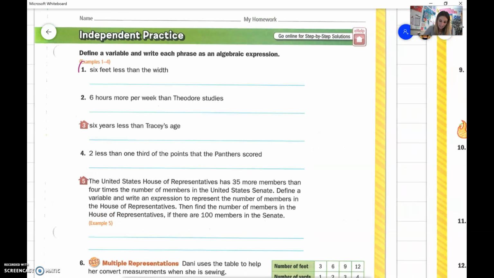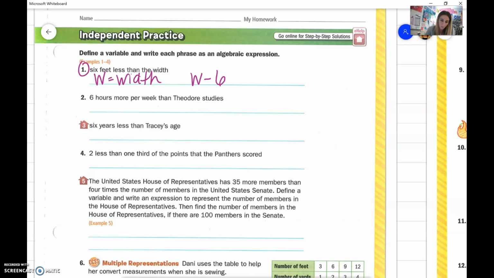All right, 6 feet less than the width. So do we know the width? No, so that's going to be my variable. That's the width. We define my variable. 6 feet less than the width. So W minus 6 shows 6 less than.